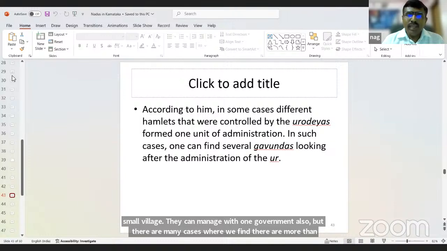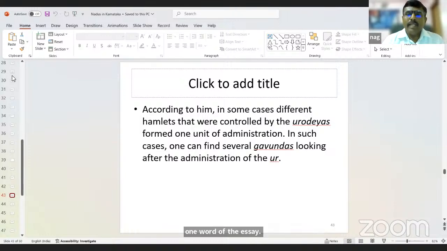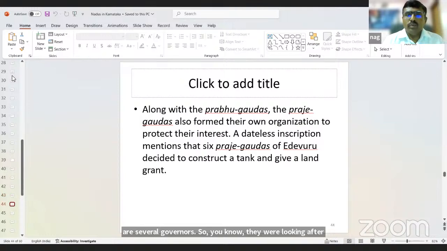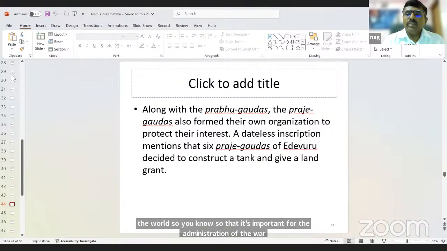In some cases, we find hamlets were controlled by Gurodayas. They formed one unit of administration. In such cases, we find several governors looking after the administration of the Ur. So that is important for the administration of the Ur. Then Prabhu governors we mentioned. We also find Praja Kamundas.